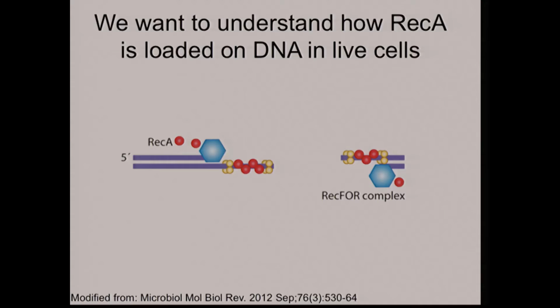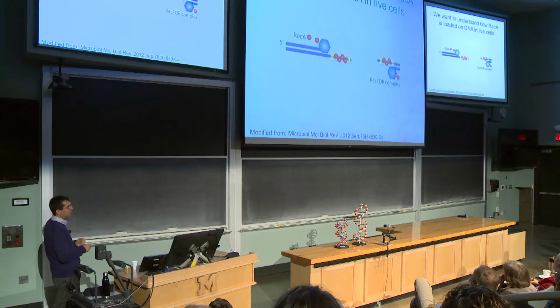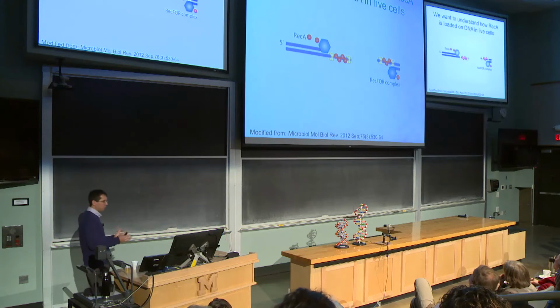So what I'm going to show you is some evidence that there's a complex called RecFOR, and these are three proteins that will help RecA ultimately form a complex on this single-stranded region after the break and allow for recombination to occur.